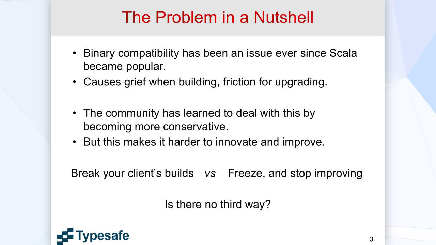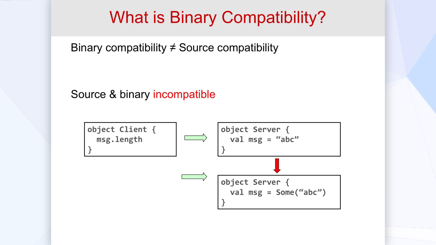So just to explain quickly what binary compatibility is: binary compatibility is not the same as source compatibility. So what you would have here is an object Server with a message val and a client that just uses that. And then let's say in the server you decide this thing should really be an Option, and of course the client would break because you can't take length on an Option value.